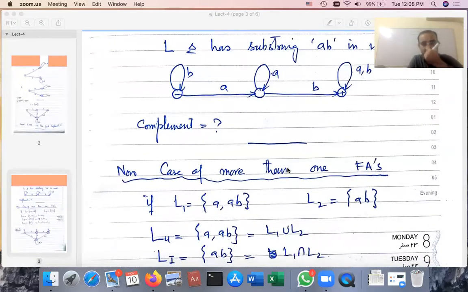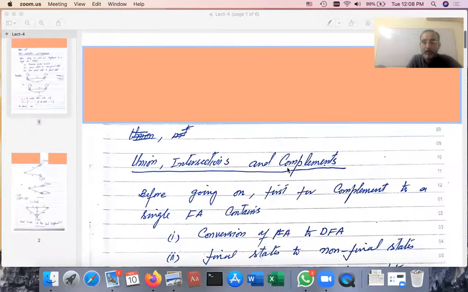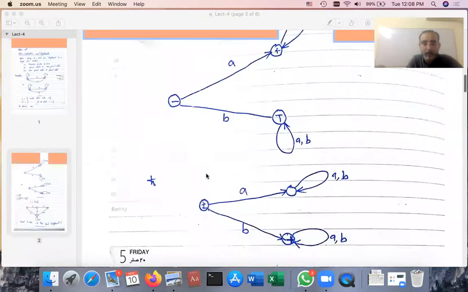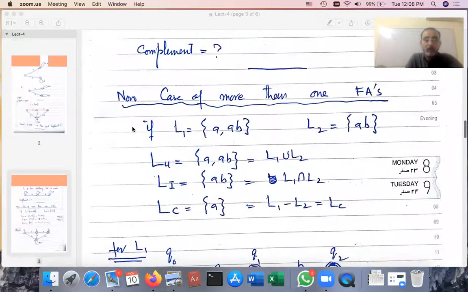Now we can move on to the proper detail of this topic, which is union, intersection, and complement. So you have covered complement, but you don't know anything about the union and intersection, which we are going to cover now.